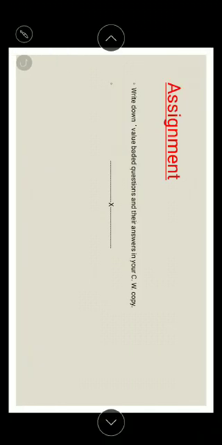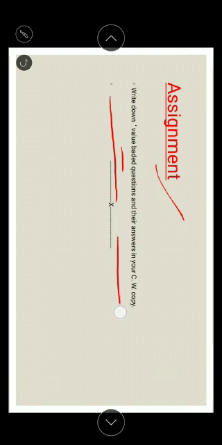Now the assignment, what you have to do, you have to write down value based questions and their answers in your classwork copy. I think question number D and E you must have written in your classwork copy, because these two questions and answers I already have given in the form of PDF. Since I had not explained them, that's why I repeated it.